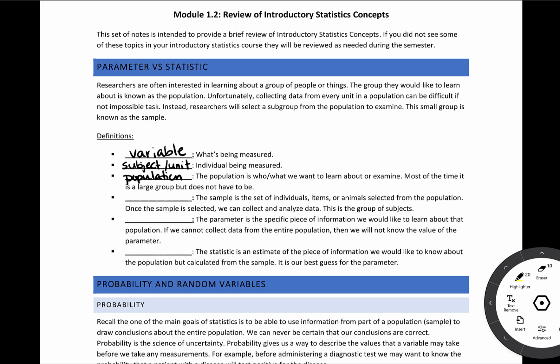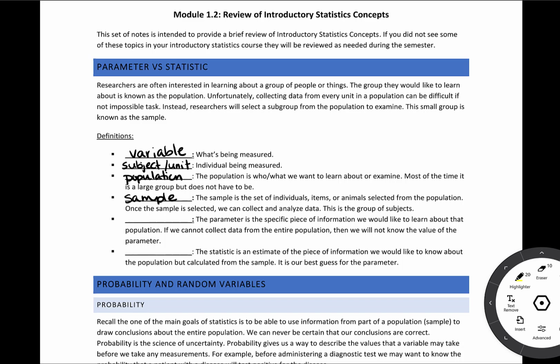The reason for this is the more specific you are about who your population is, or who you're actually interested in learning about, the easier your data collection will be. Our next definition is sample. The sample is the set of individuals, items, or animals selected from the population.